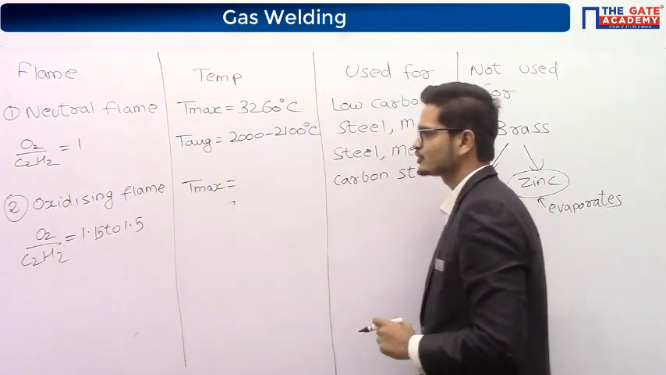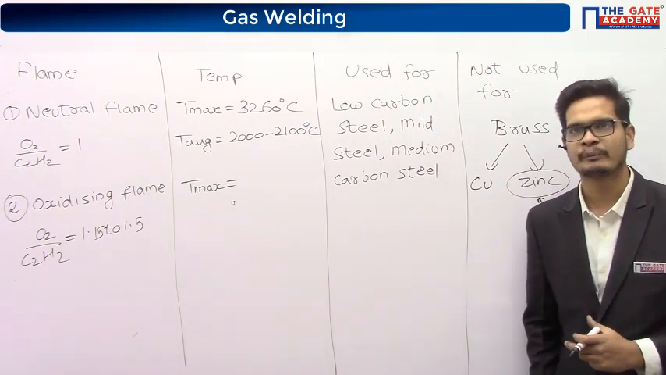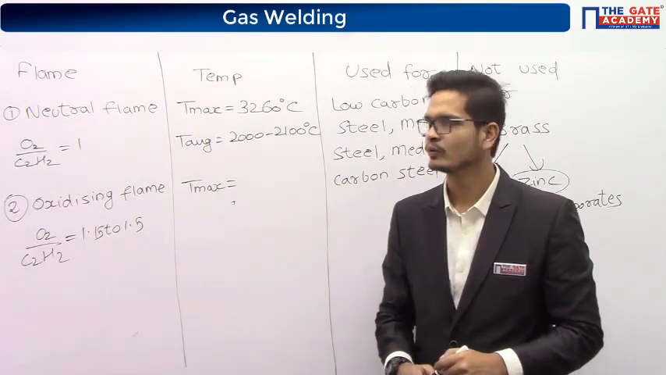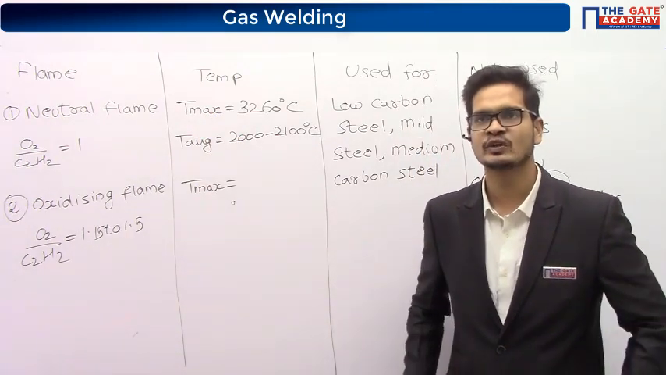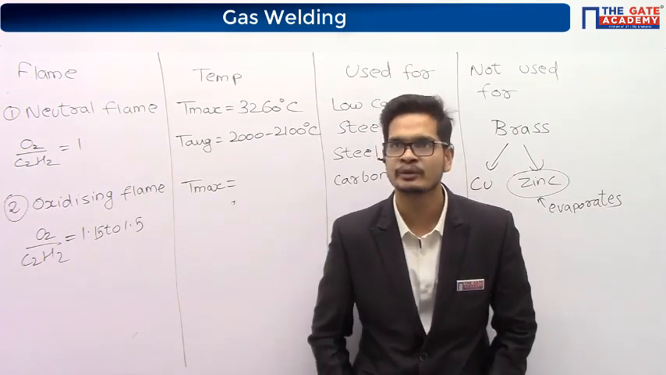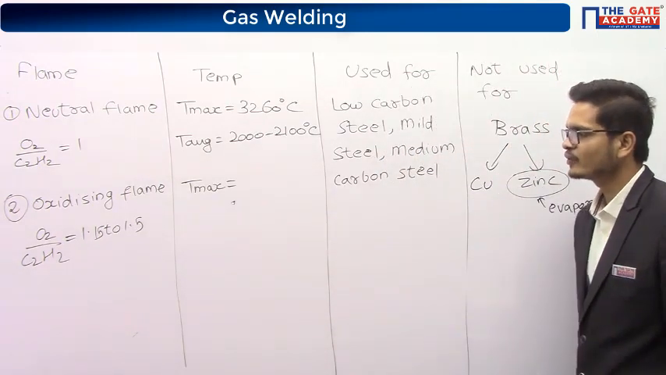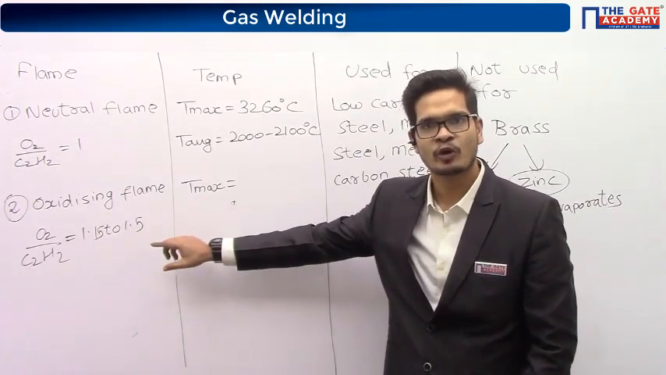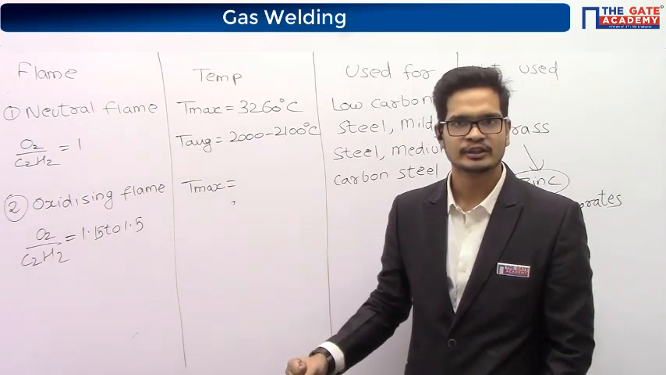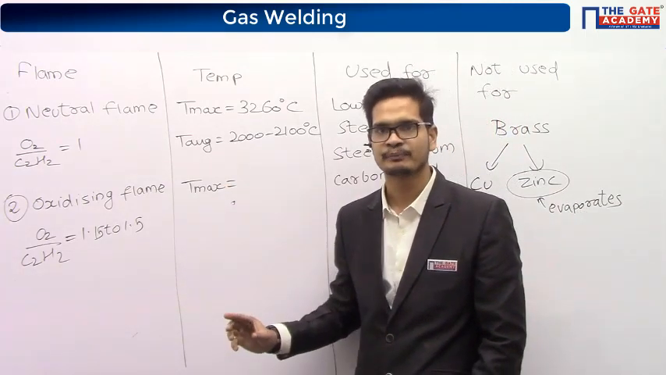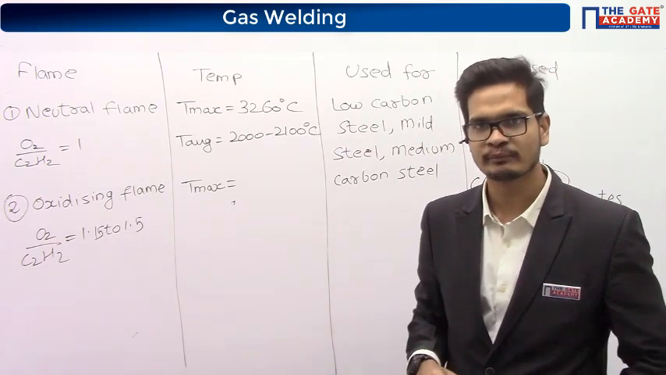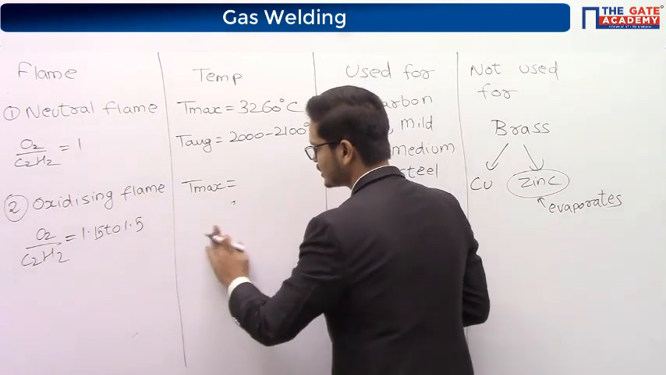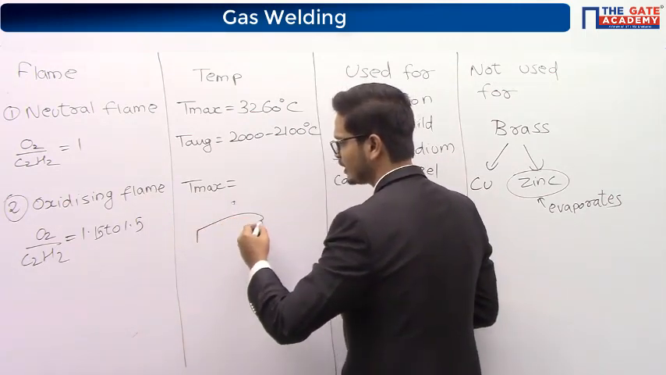Now let's talk about the maximum temperature. Will the maximum temperature increase or decrease compared to the neutral flame? The maximum temperature will increase. It increases because there is more oxygen, so the oxygen is readily available for the combustion. When the oxygen is readily available, the flame length will decrease.